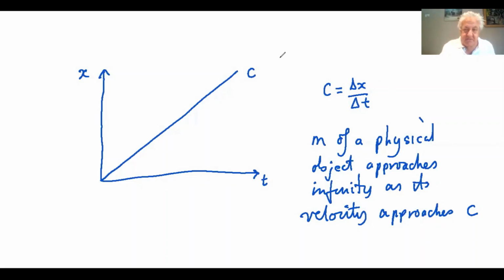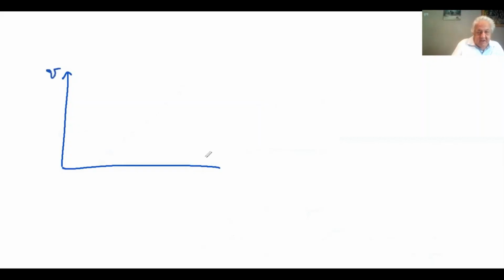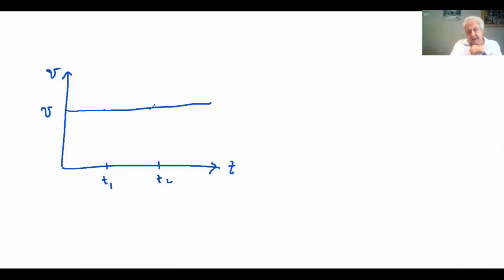Okay, so let's move on to a velocity time graph. In this case, if we have a horizontal line, what this means is that the velocity is constant. You can see the velocity is not changing along the timeline. So if you take an interval t1 to t2, you see the velocity is the same here and it's the same there. That means my acceleration is 0 and the velocity is constant.